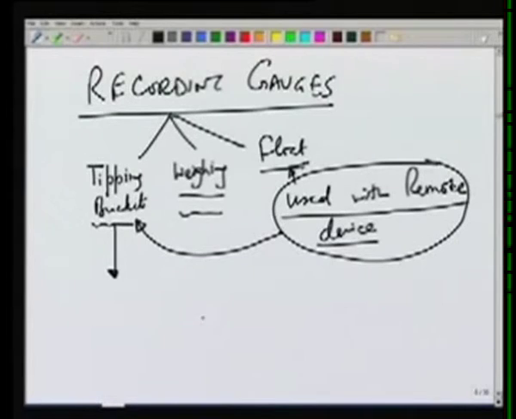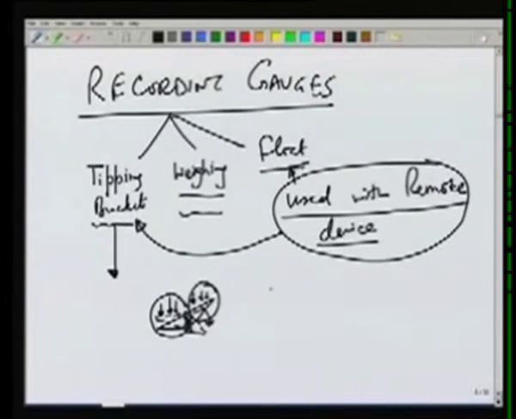A tipping bucket typically has a bucket which is balanced at a point. Water will fall in one compartment, so there are two different compartments. The rain will fall in one compartment at a time, and when it fills, this bucket will turn, and then this bucket will assume its place, and then the rainfall will be captured in this bucket.